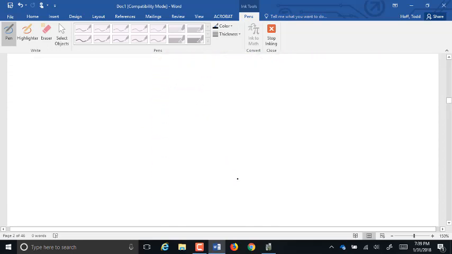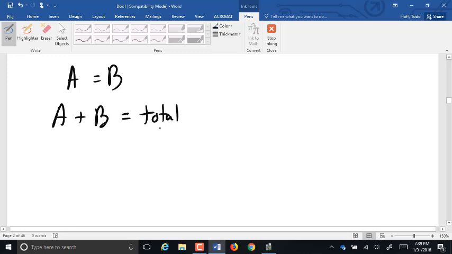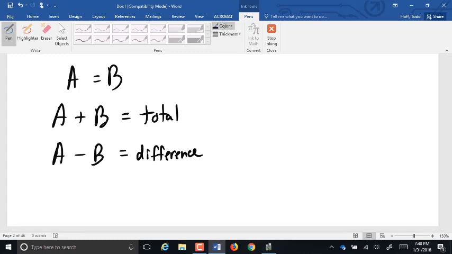The other possibilities, so that's A equals B, that's one possibility. We have two things that equal each other. The other possibilities, well, one of them would be those two things have to add up to equal a total. We'll look at some of those examples in a little bit. The other is those two things subtract to make a difference.